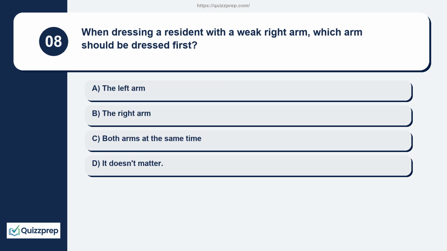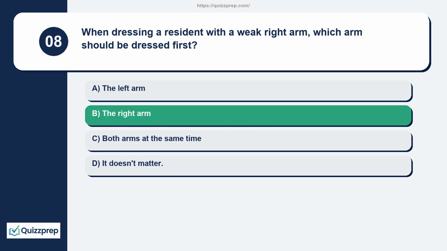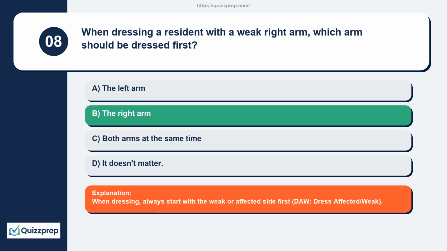Question 8. When dressing a resident with a weak right arm, which arm should be dressed first? The left arm, the right arm, both arms at the same time. It doesn't matter. When dressing, always start with the weak or affected side first. Dress affected, weak.